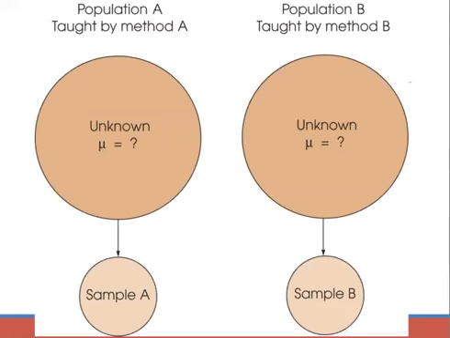So in statistical terms, we're basically assessing whether the two population means are the same or different. We don't know either of the two population means, so we're going to take two samples, one from each population. So sample A is going to provide us with information about population A, and sample B is going to provide us with information about population B.